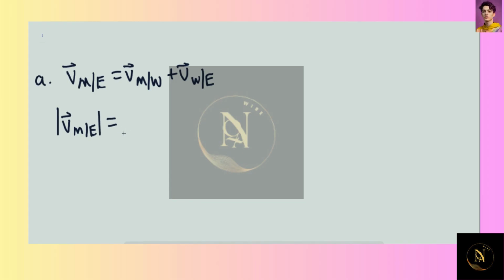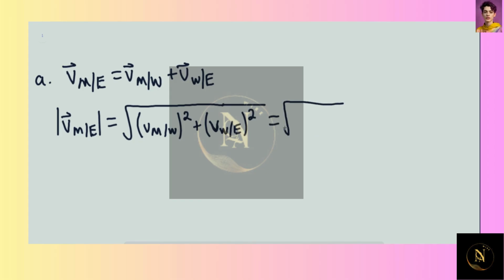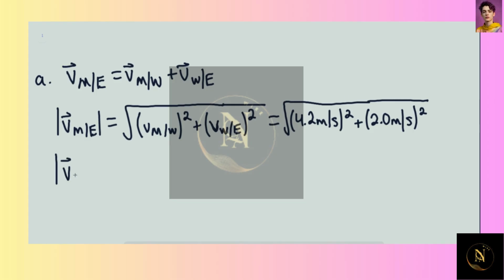This would equal the square root of the velocity of the man relative to the water, quantity squared, plus the velocity of the water relative to the earth, quantity squared. And so this would be equal to the square root of 4.2 meters per second, quantity squared, plus 2.0 meters per second, quantity squared. And so the magnitude of the velocity of the man relative to the earth would be equal to 4.7 meters per second.